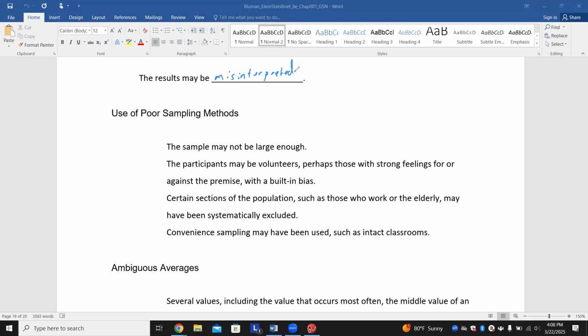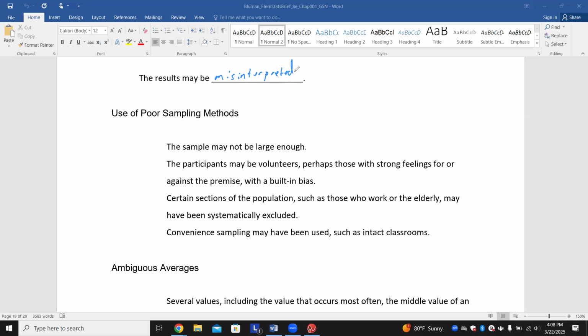All right. Certain sections of the population, such as those who work or even the elderly, may have been systematically excluded, right? If I'm doing a survey between Monday and Friday from 8 to 5, well, I'm not going to catch any of the working class. Or if I'm doing the studies at jobs, I'm not going to catch the elderly who are retired, right? It's very biased. It can be poorly sampled in that sense. Everybody has to have a chance to be part of the sample and have somebody in it.